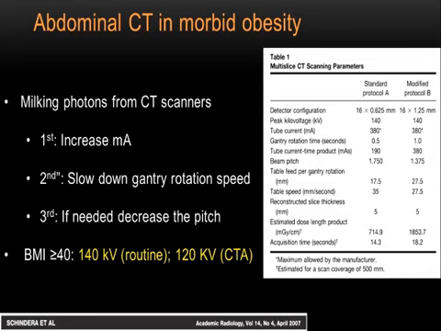An excellent paper came from Duke, from Schindler et al., where they explored a number of things in patients who were very large.